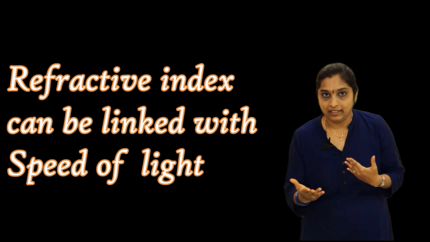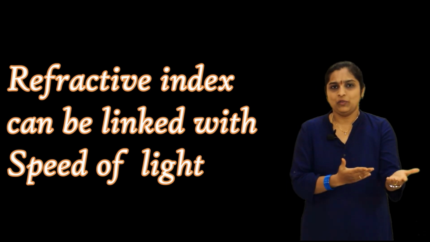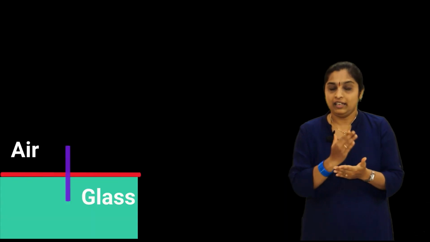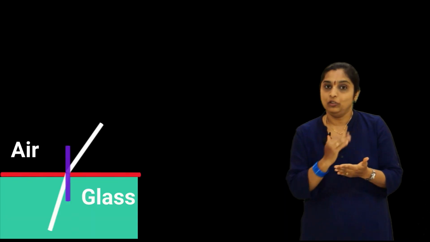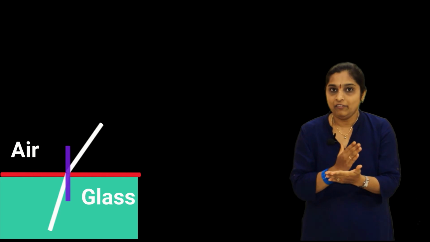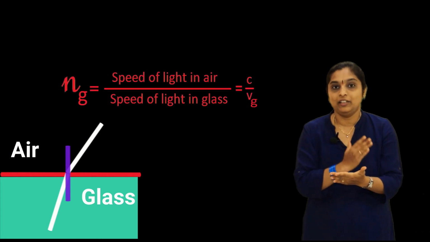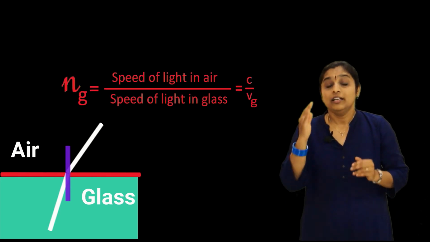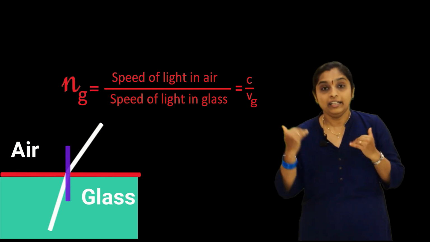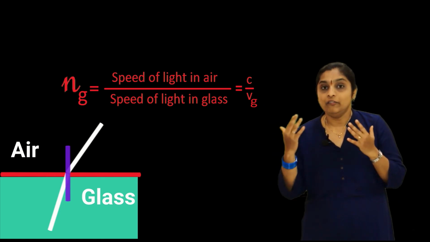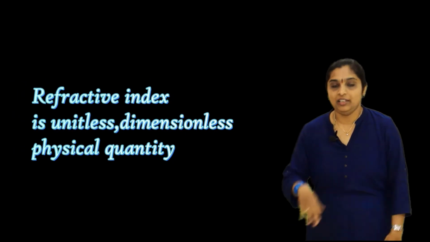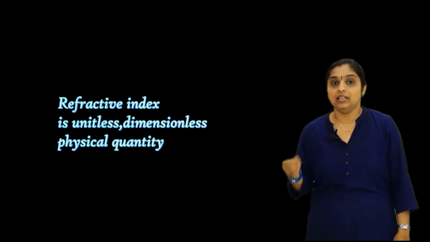So we can express it like this. Let us take the example which we just finished. What is that? When the ray of light travels from air to glass. So the refractive index of glass with respect to air is equal to the speed of light in air divided by the speed of light in glass. So this refractive index doesn't have any unit. It's a unitless, dimensionless quantity.